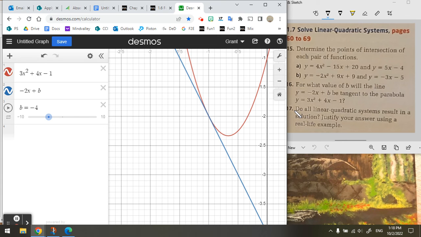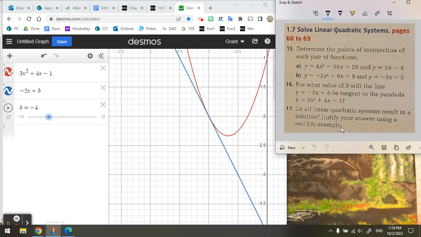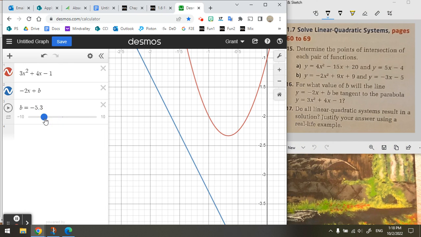Okay, so last question. Do all linear quadratic systems result in a solution? Justify your answer using a real-life example. Okay. No, all linear quadratic systems do not result in a solution. For example, if b was less than negative 4, it's going to touch 0 times. Now that's not a real-life example.